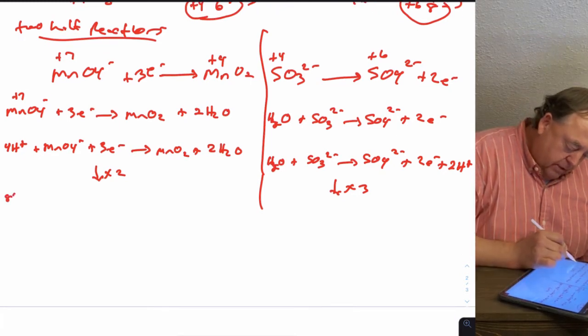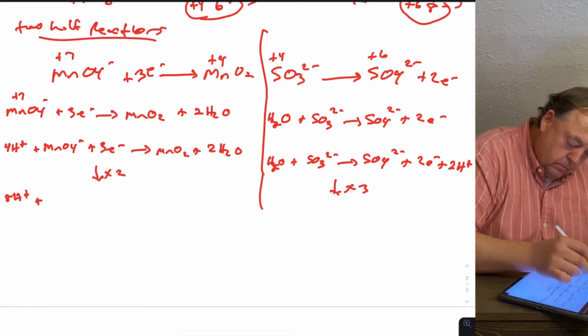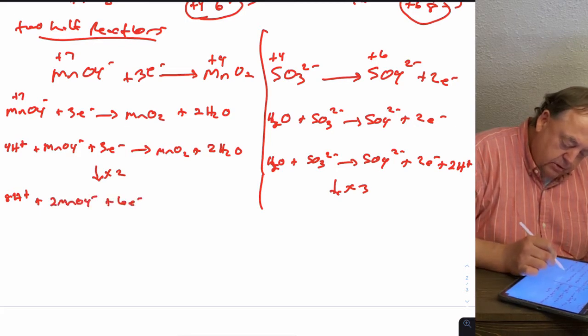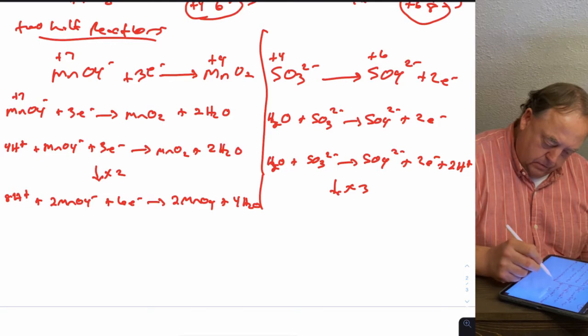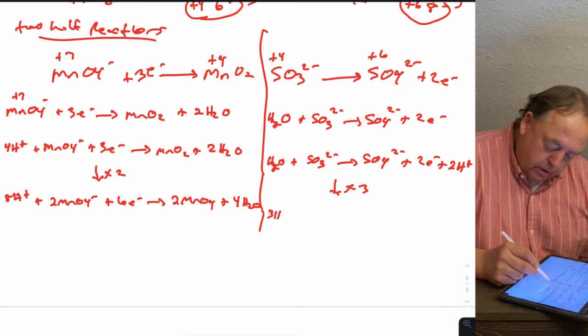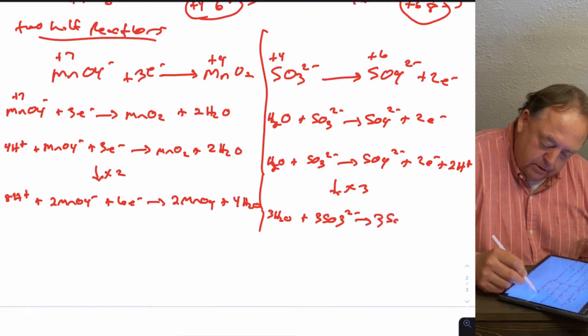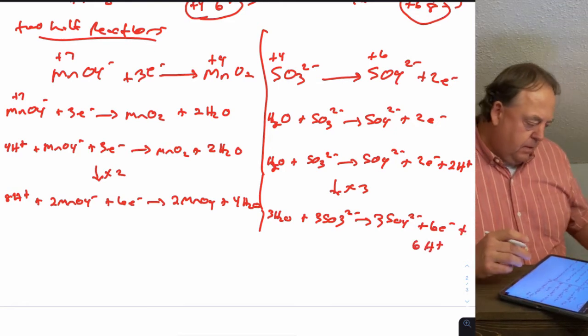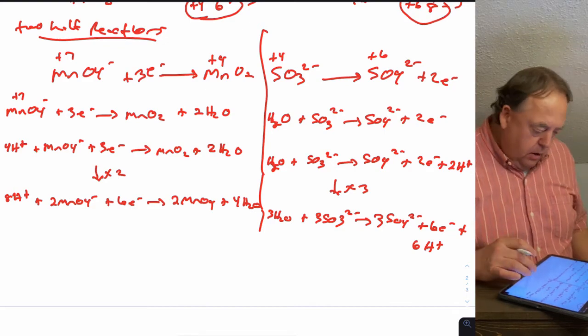So then we have 8H plus, 2 MnO4 minus plus 6 electrons to make 2 MnO2 plus 4 H2O. And for the sulfur reaction, we need to multiply everything by 3. So 3 water molecules plus 3 SO3 2 minus makes 3 SO4 2 minus plus 6 electrons plus 6 H plus.